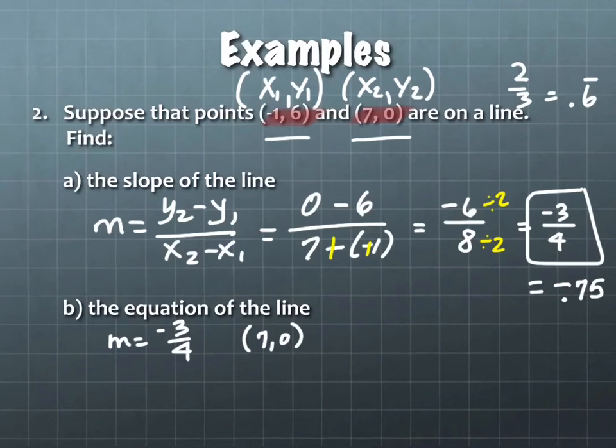Okay, so what I want you to do is I want you to take just a minute here, and I want you to use whichever method you'd like, and I want you to find the line with the slope of -3/4 through the point 7, 0. Your final answer should be written in the form y = mx + b. Okay, that's what your answer should look like at the end.